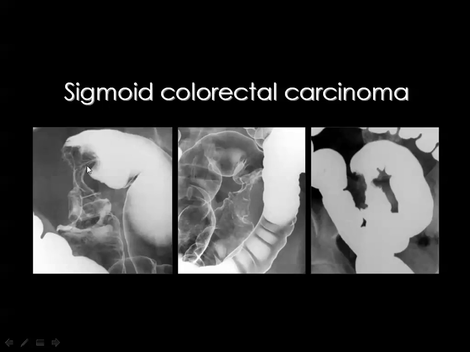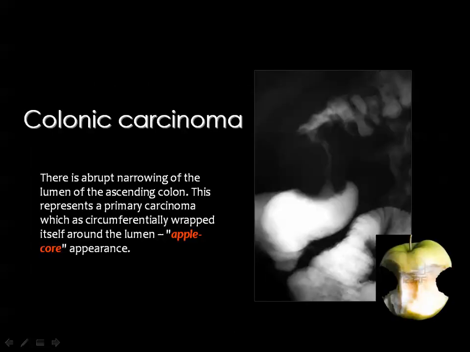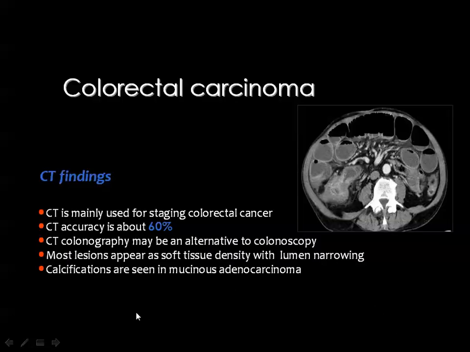And here is the typical apple core configuration in the sigmoid colon by air and by barium in a double contrast barium study. Classic appearance of apple core configuration in the ascending colon. This is the cecum, and this is the ascending colon representing colonic carcinoma.